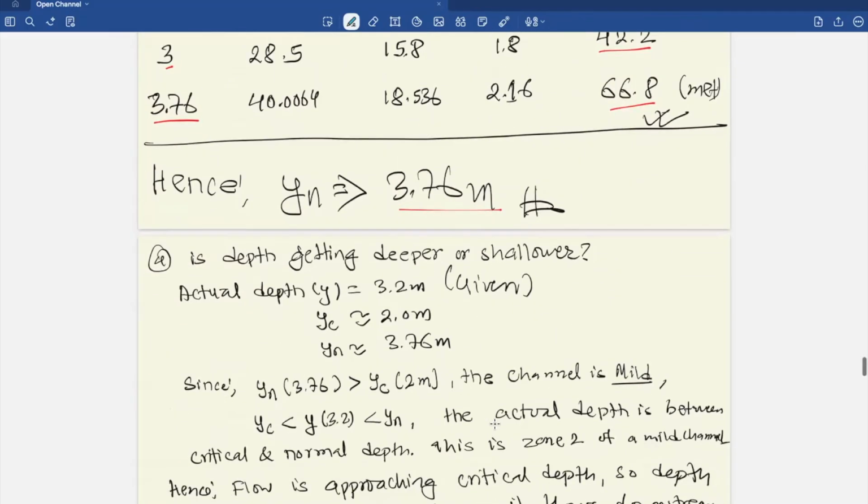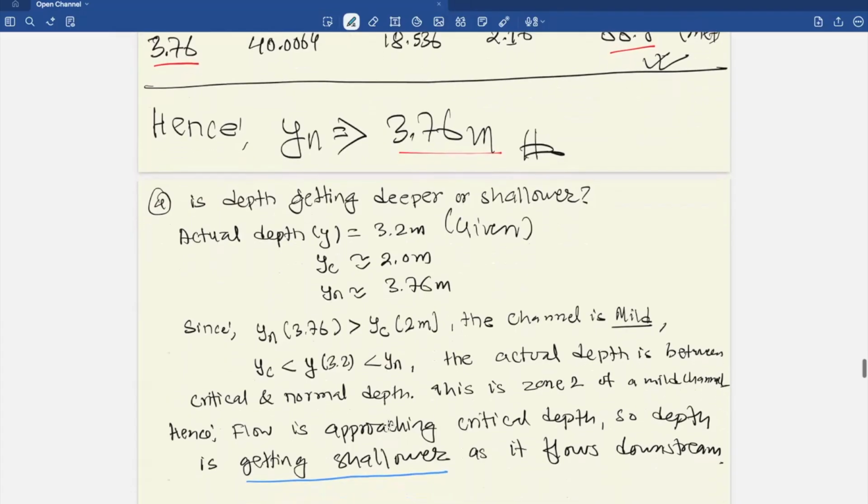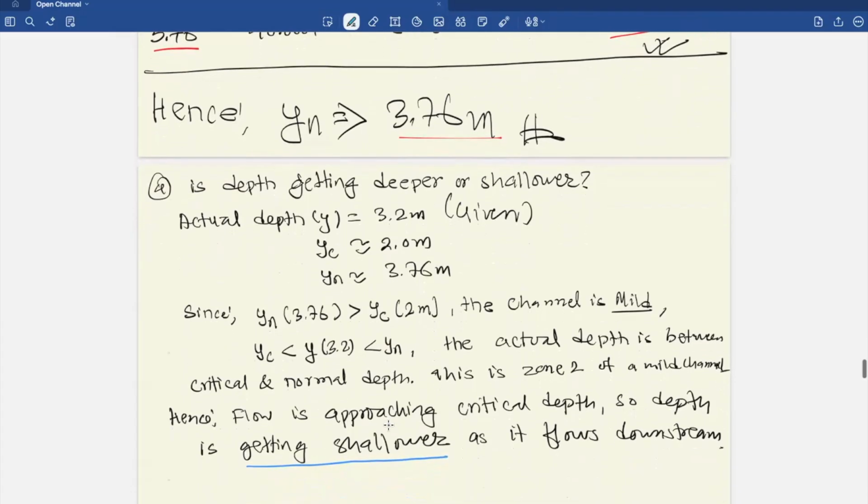Since yc is less than y and less than normal depth, our actual depth of 3.2 sits between critical depth and normal. So this is zone 2 of a mild slope. This is an M2 drawdown curve. The depth is getting shallower as it flows downstream. The flow is also approaching critical depth, accelerating as it goes.